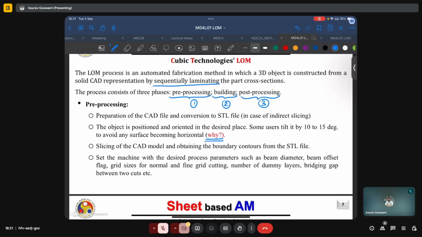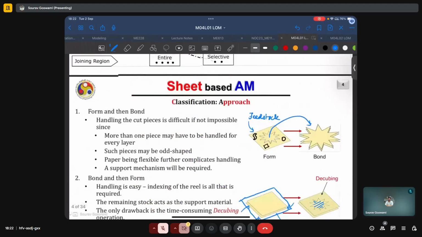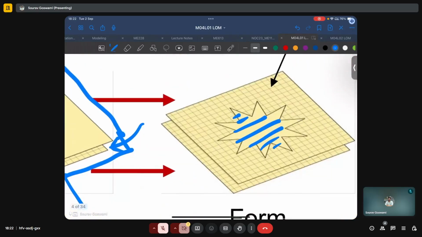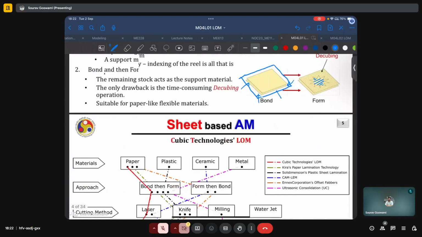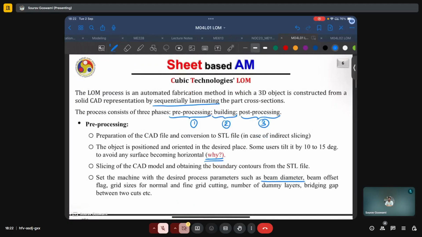The CAD model is then sliced, and the contours, both interior and exterior, are obtained. Some of the useful process parameters for this LOM machine are the diameter of the laser beam, whether you want to use, say, different diameters of beams for cutting out different contours. For instance, for the exterior contour, we can use a fine laser beam so that we have a precise cut, whereas just for the decubing grids shown here, we can actually use a coarse or larger size of beam, because now we are just concerned with removing the material. We are not really concerned with a lot of geometric accuracy.